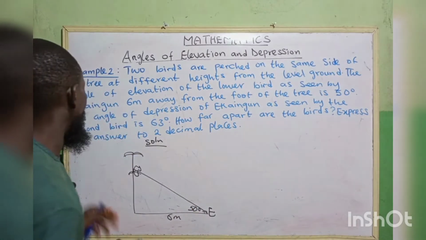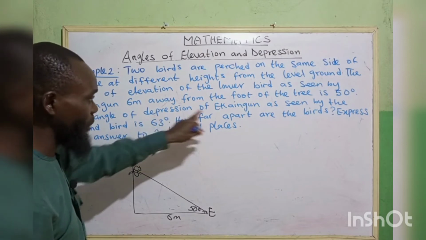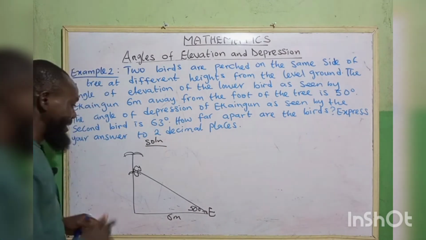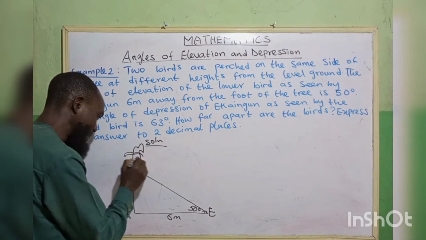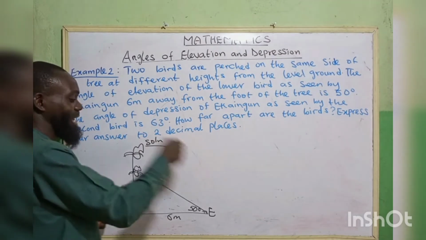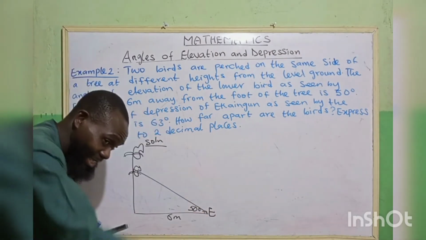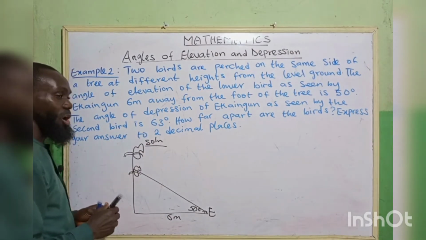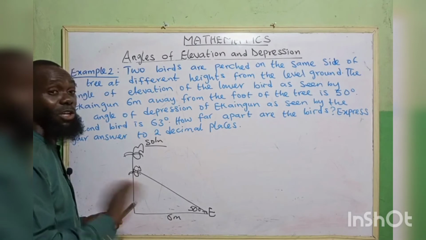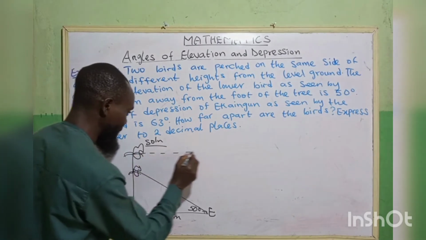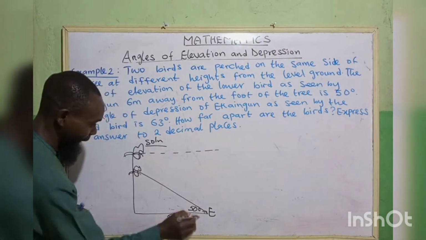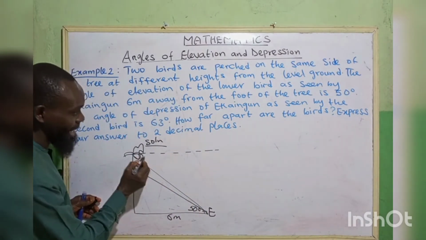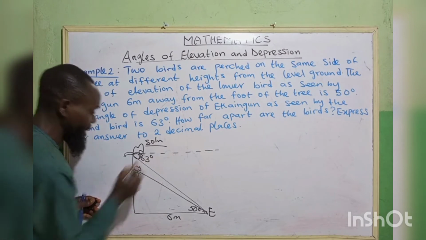Okay? The angle of depression of Ekaigun as seen by the second bird is 63 degrees. Now, there's another bird here. This bird is looking at Ekaigun by depressing with an angle of 63 degrees. Don't forget, for the depression or elevation, there must be a horizontal line at this bird. So the bird is looking down at Ekaigun at an angle of 63 degrees.